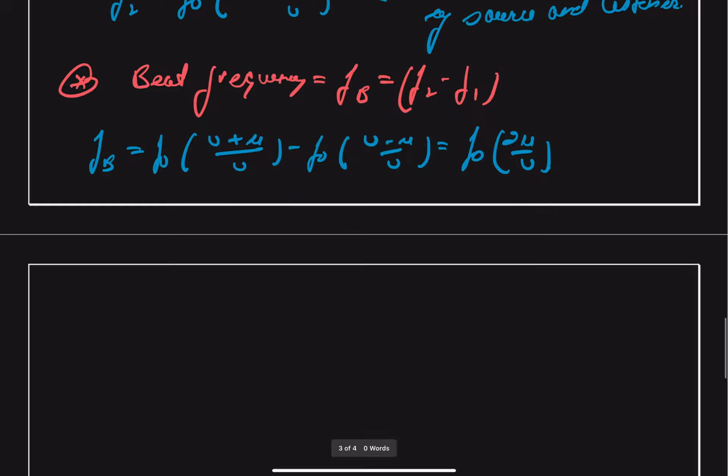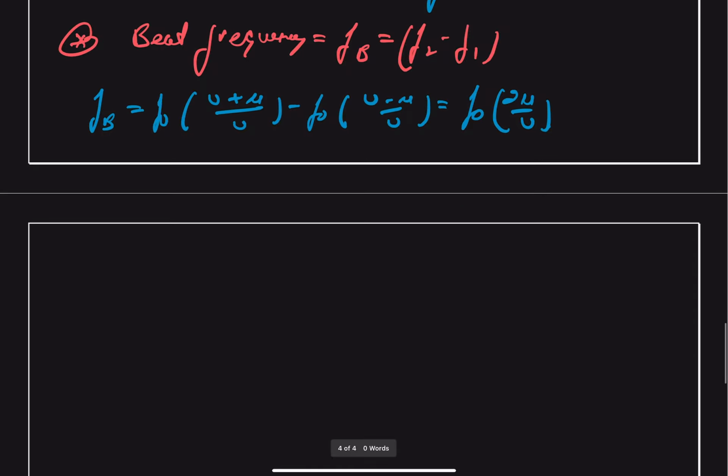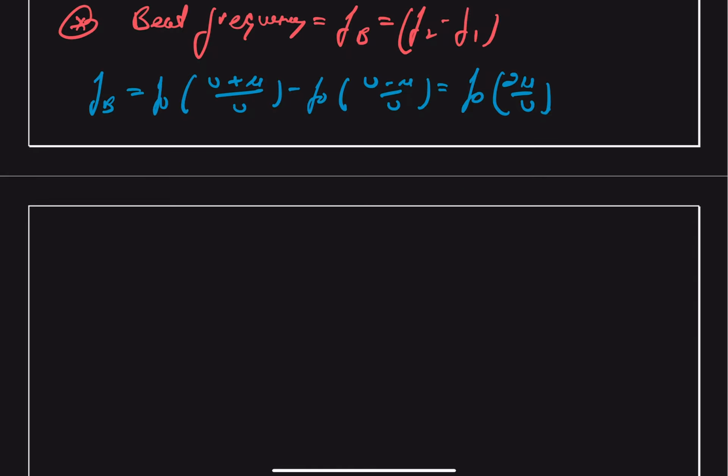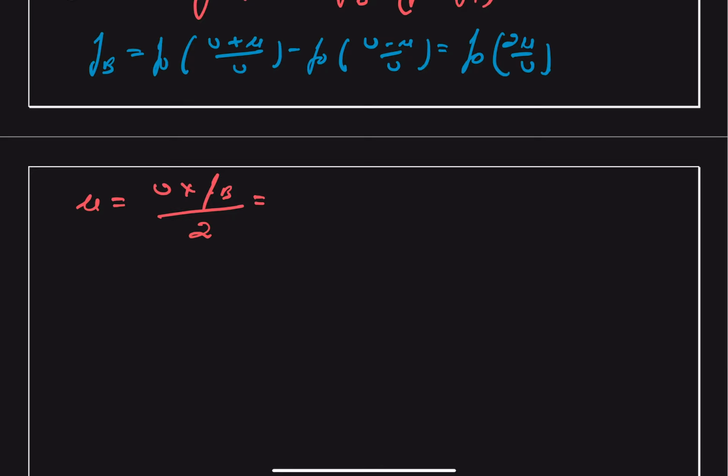Now we simply substitute the values. We are supposed to find out u, so u will be equal to v multiplied by fb divided by 2f0... oh sorry, you have to find out u. Divided by 2, and we are given this is 10 multiplied by 330 divided by 2, and this gives us 2.5 meter per second.